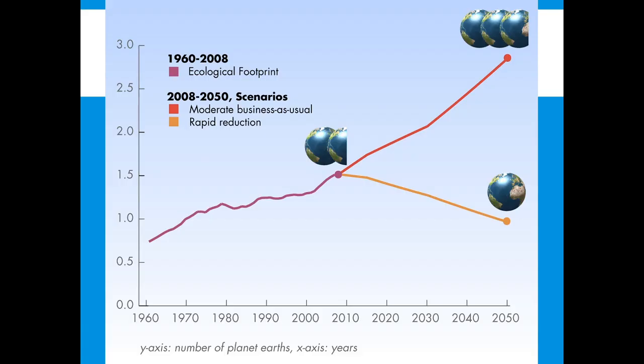Now, from 1960 to 2008, this is the footprint. This is going up. These are the number of planet Earths needed. As it stands right now, we can either continue on the track we're on and continue to use more and more Earths, or we have to have a rapid reduction. These are things that have to be done.